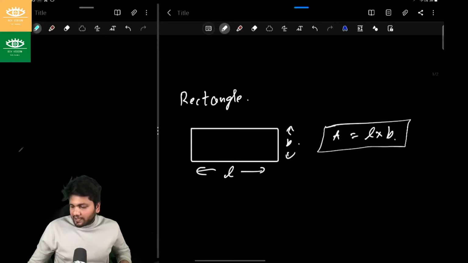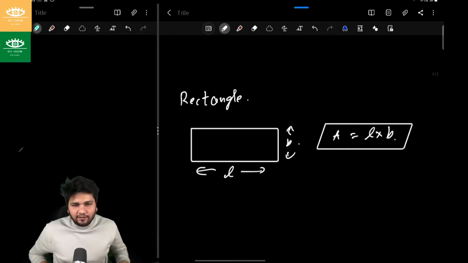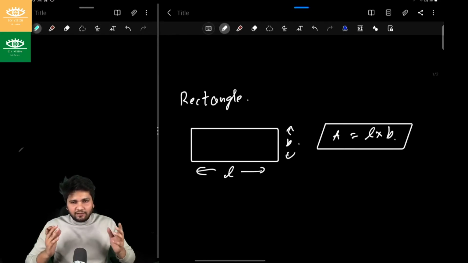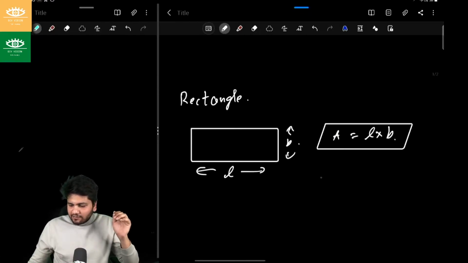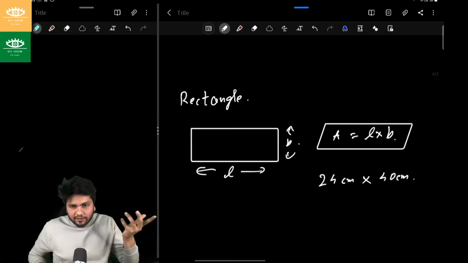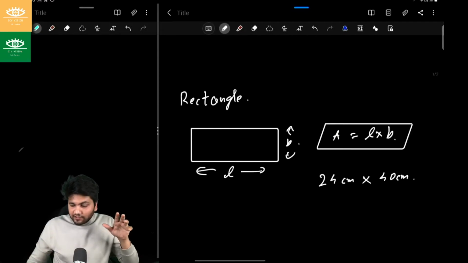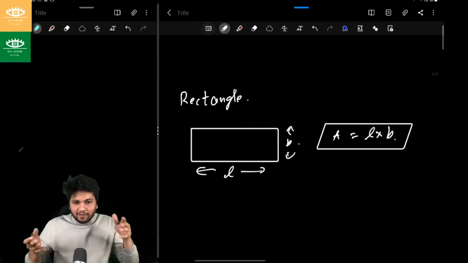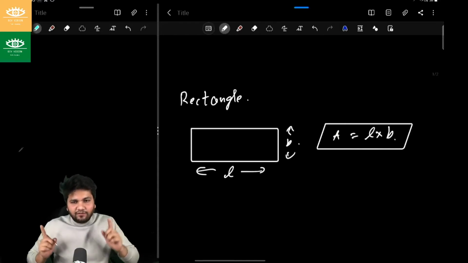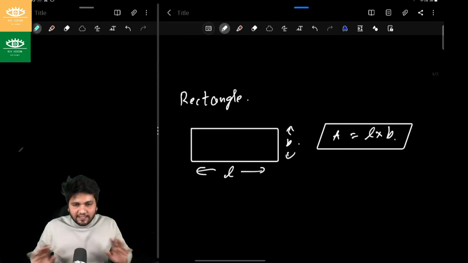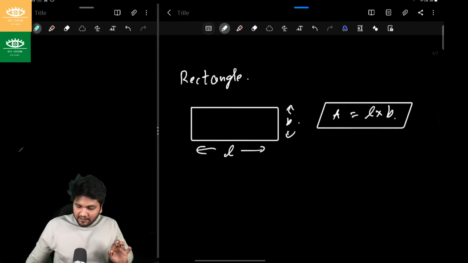You can remember this by understanding that on the back of your notebook, the measurements of your book may be 24 centimeter by 40 centimeter. That is the area of the book. Generally tables, mats and things like that are given in these dimensions. So basically this is your area, that is length into breadth. If you know this, you can find out each and every area apart from this rectangle.